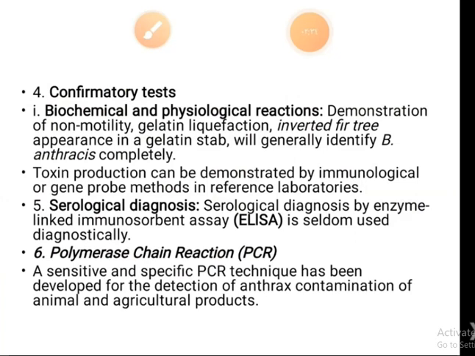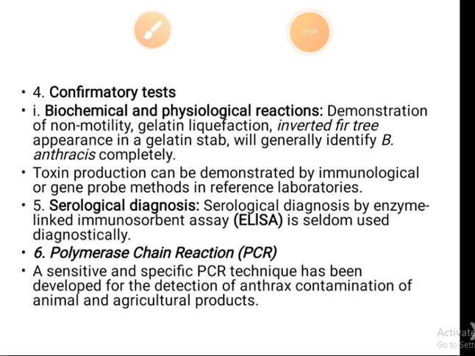Confirmatory tests use biochemical and physiological reactions, demonstration of non-motility. Bacillus anthracis is a non-motile microorganism. Gelatin liquefaction is positive in the case of Bacillus anthracis, and on gelatin stab there is a characteristic inverted fir tree appearance, and this will identify Bacillus anthracis completely.